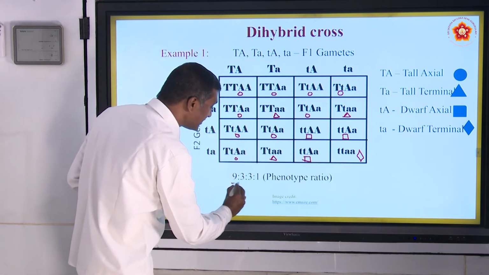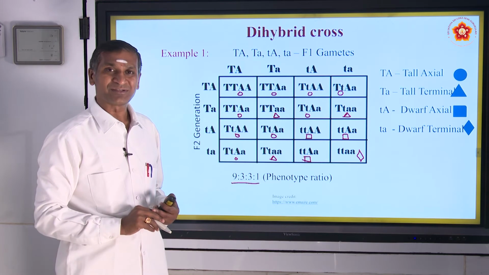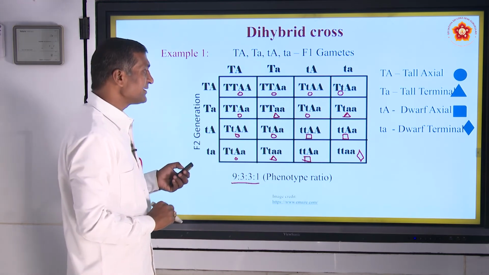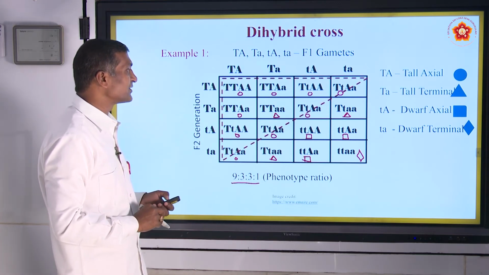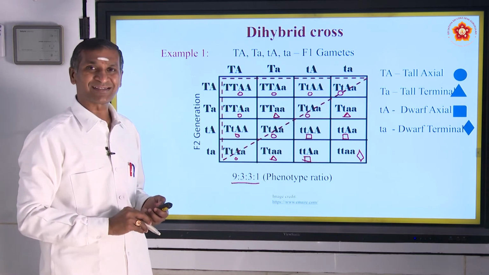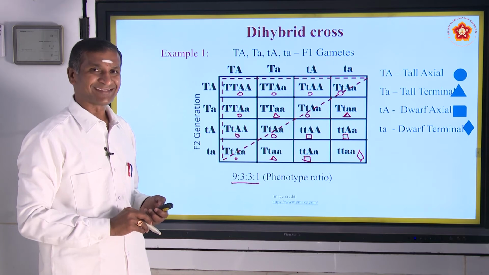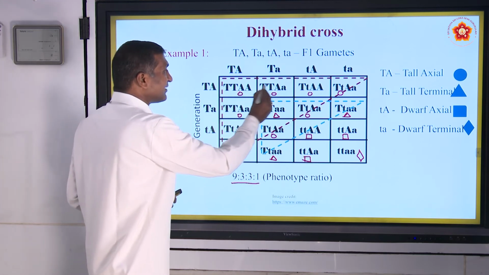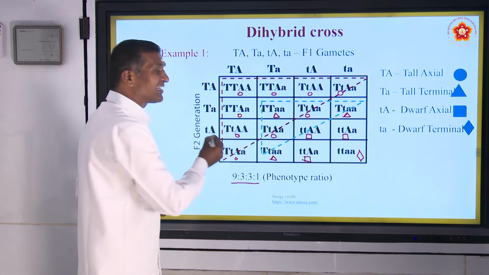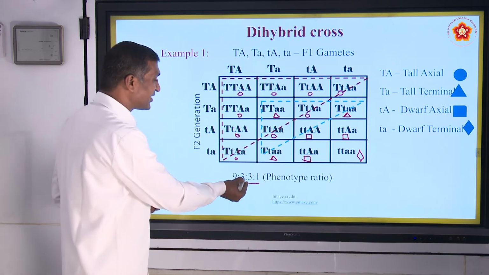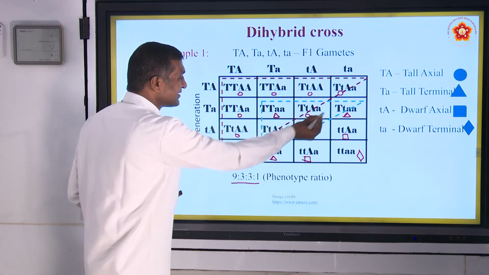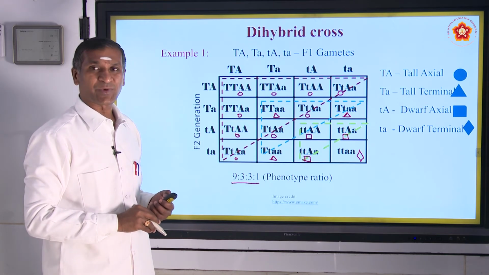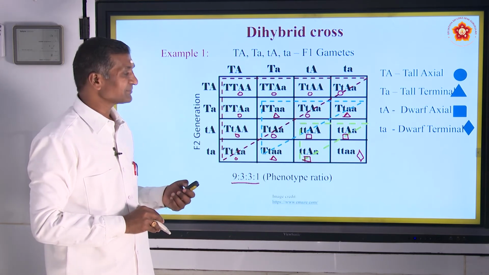So 9:3:3:1 is the ratio. Now let us join them. If you observe, see all the circles are joined, the triangles. To know whether our calculation is correct or not with this ratio, see the triangles that are combining. All the squares are also joined.